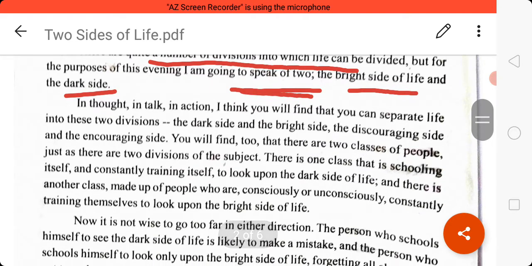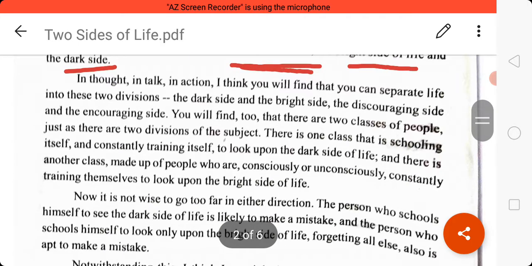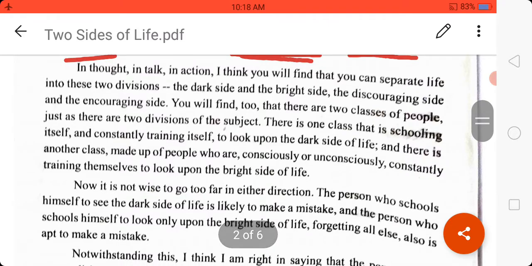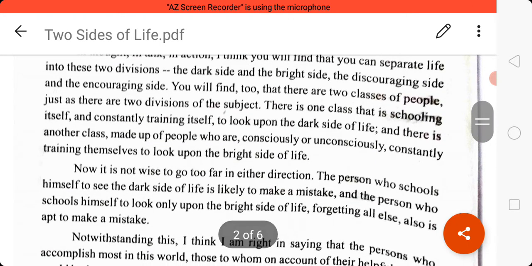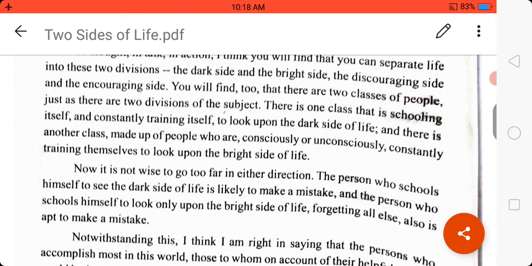In thought, in talk, in action, I think you will find that you can separate life into these two divisions. So in your action, in your speaking, in your thinking, life can be divided into two segments, the dark side and the bright side. That is, the dark side is what? The discouraging side, that is a negative side, and the bright side is what? The positive side or the encouraging side.